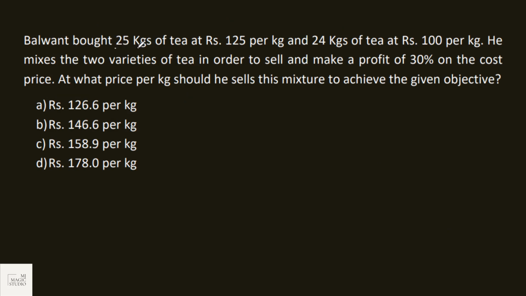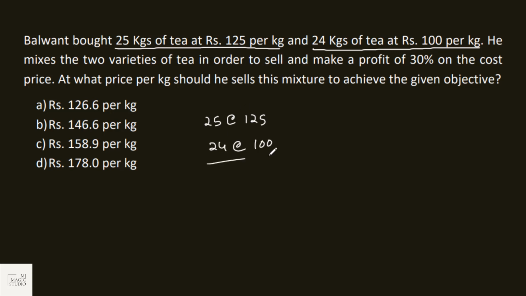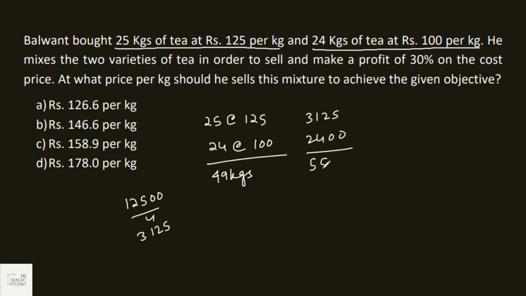Balwant bought 25 kgs of tea at rupees 125 per kg. Okay. And 24 kgs of tea at rupees 100 per kg. He mixes the two varieties of tea in order to sell. So he has got 49 kgs. And what will be the cost? 125 into 25 by 4, that would be 3125. 3125 and 2400. So cost is coming around at 5525 for 49 kgs.